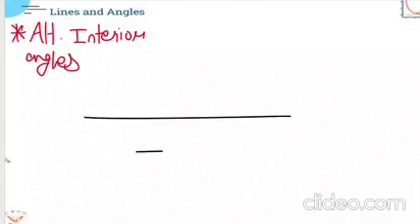Now comes alternate interior angles. So what are alternate? I'll just write ALT, alternate interior angles. Now what are alternate interior angles? See this. Now I'm having 2 parallel lines.